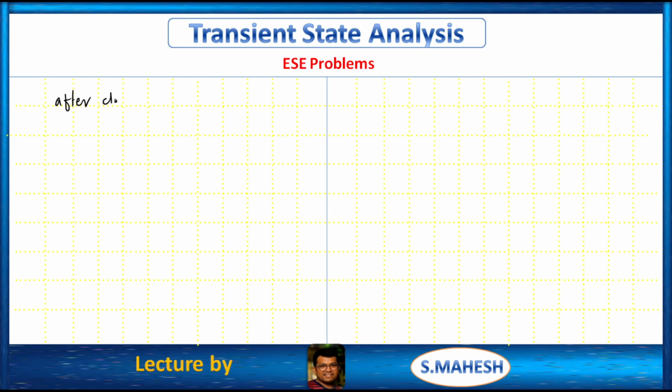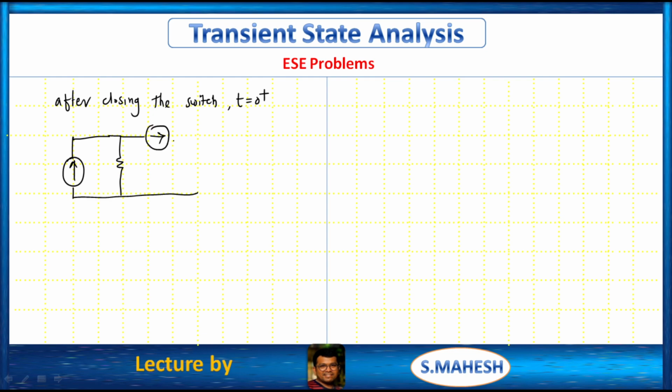After closing the switch, that is t equals 0 plus, we have to represent the inductor with a current source, right? Next, this is 4 volts. This is 4, this is 2, this is 2, this is 2, this is 2. Simple.